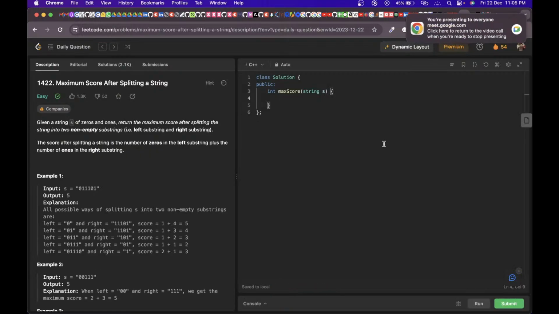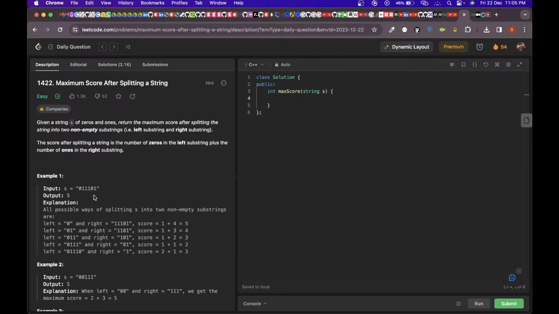So guys, today's LeetCode POTD is Maximum Score After Splitting a String, where we have been given a string and we need to split it in such a way that, out of the number of ways we can split it, we calculate the way in which our left substring has the maximum number of zeros and our right substring has the maximum number of ones.